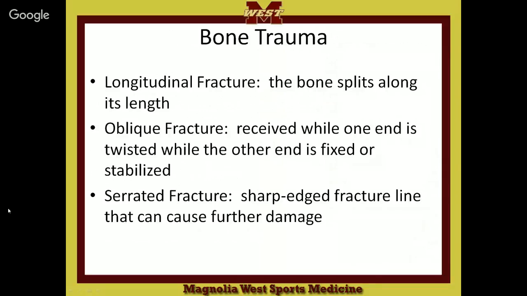Okay. How about oblique fracture? What's oblique? We have a spiral fracture that we're going to go through, but oblique is where one end is twisted while the other end is fixed and stabilized. Okay? See those silly boys that want to do like clap push-ups, right? So they're here and they're twisting back, and so this is fixed once it hits the ground, and now it twists and breaks their arm. They have an oblique fracture.